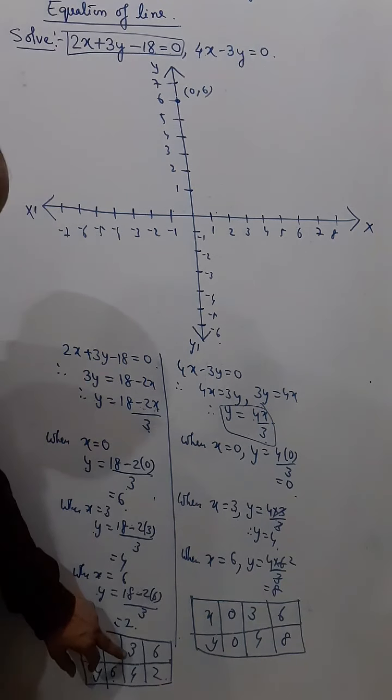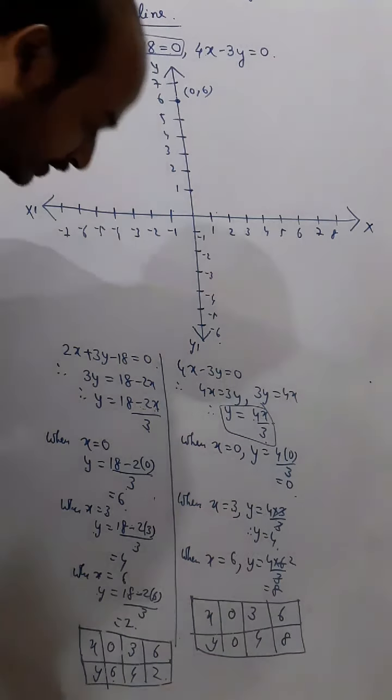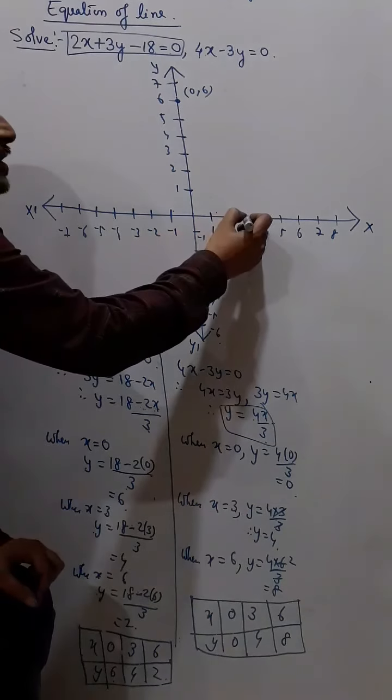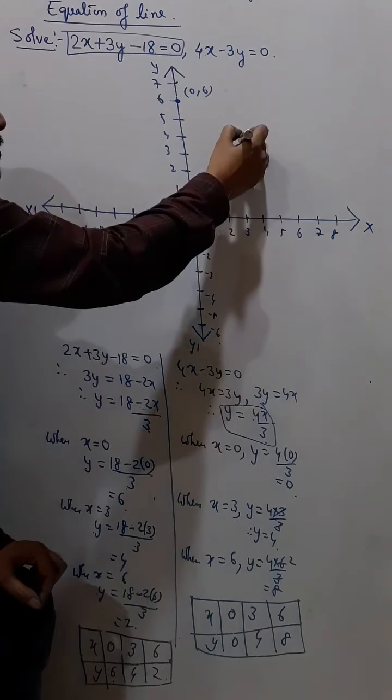Next what we have? 3, 4. So this is 3 and this is 4. 3, 4.